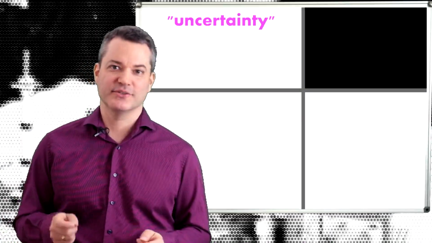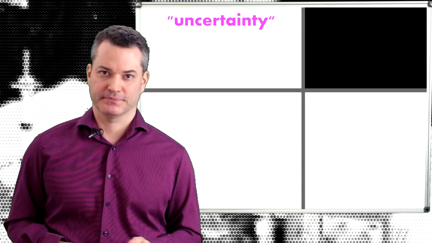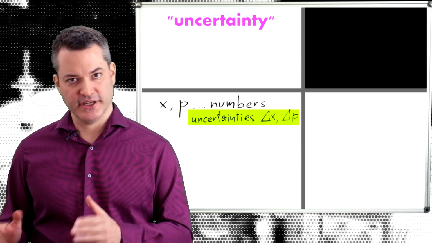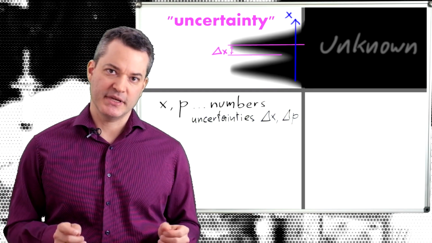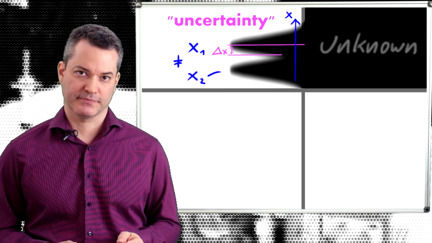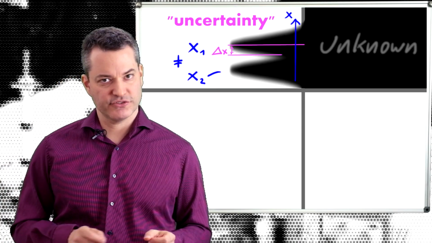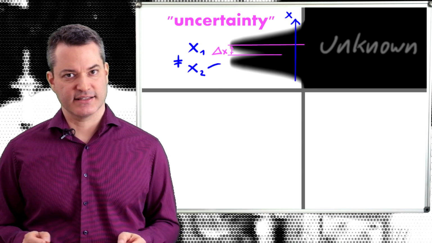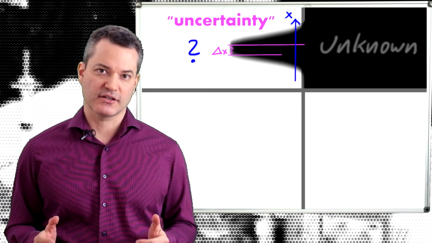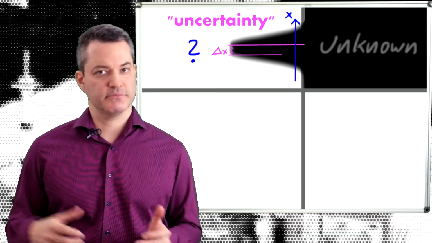What precisely do we mean by uncertainty? The uncertainties delta x and delta p express the limits of our ability to distinguish physical situations. When the difference of two x values is less than the uncertainty delta x, for example, we cannot claim to have observed two different positions.